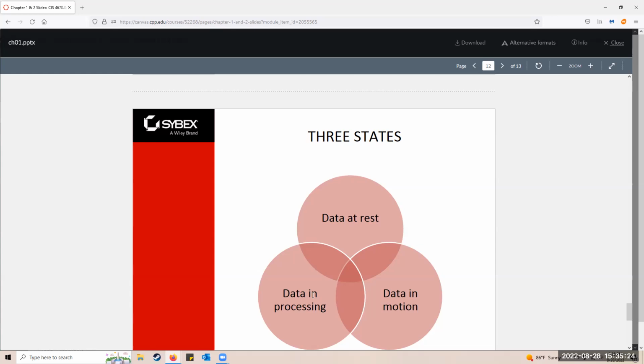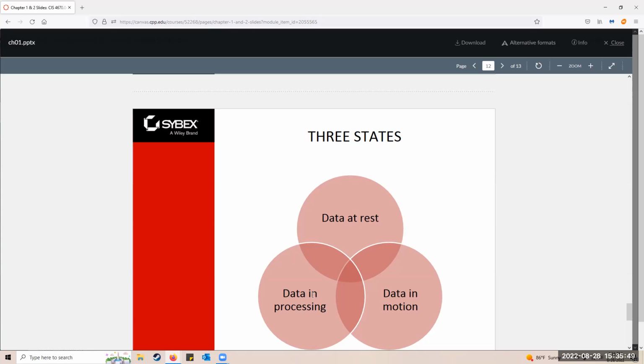Data in processing is data that is actually active in memory. And what are we doing to secure said memory? What controls do we have in place to do that? And then data in motion. Data in motion means it's in transmission. It's going from one IP address to another IP address. And how are we protecting it in that fashion?